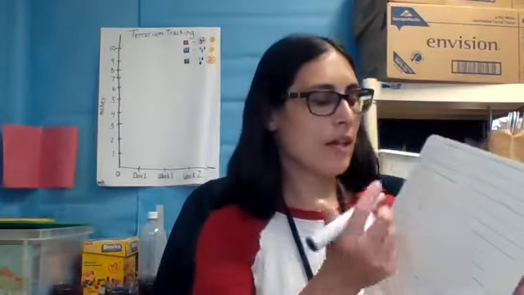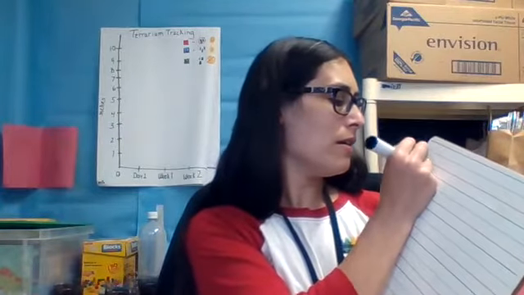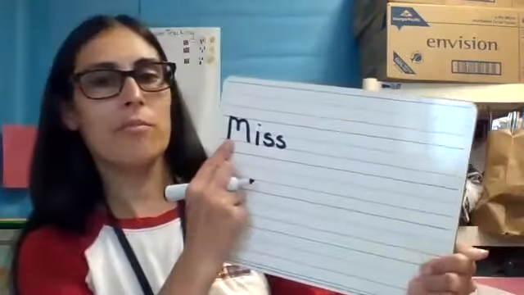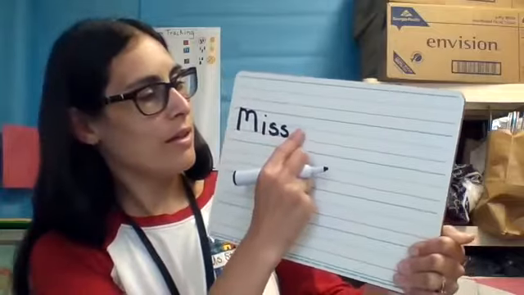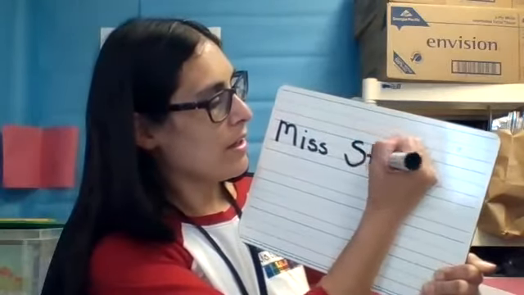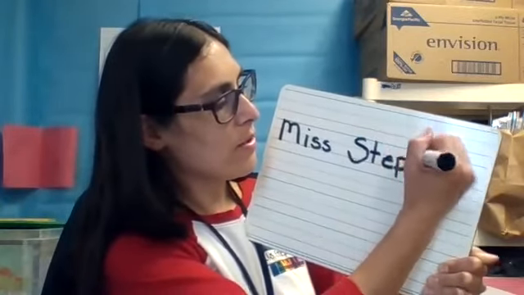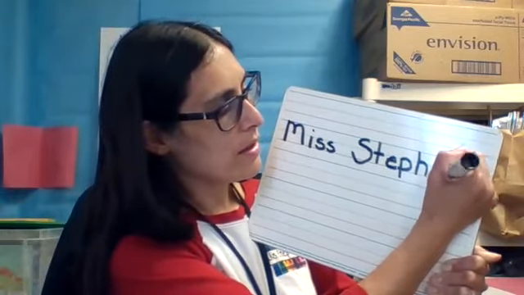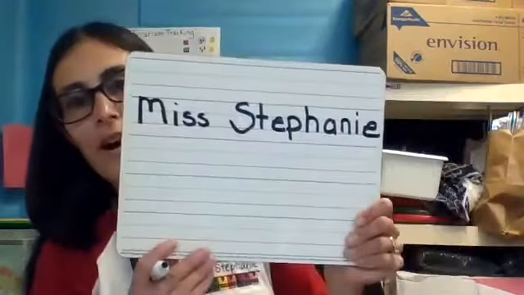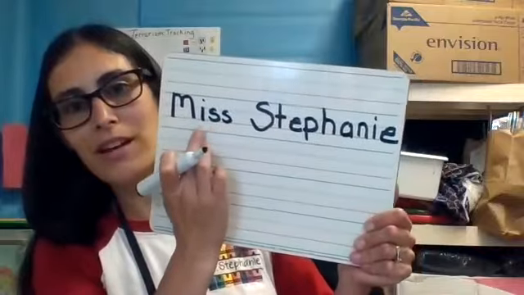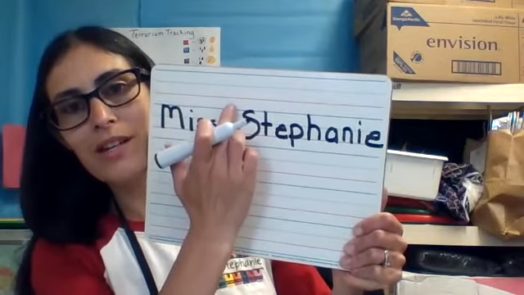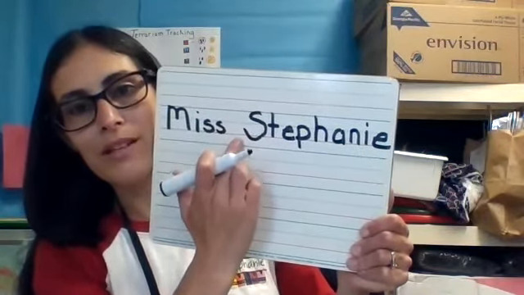I'm going to use the lines today on my board to write Miss Stephanie. And I'm going to try to keep all my tall letters between the big lines, all my short letters between the dotted lines and the red line. Miss Stephanie. Here we go, almost done. There we go. I did it. All of my short letters are in between the dotted lines and the red line. And all my two tall letters are in between the solid blue and solid red line.